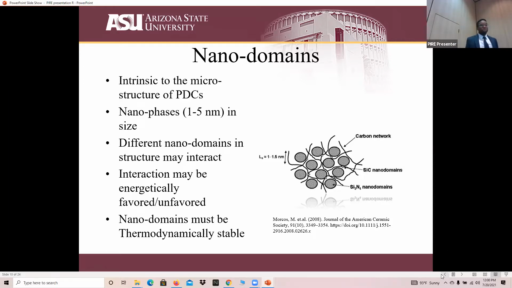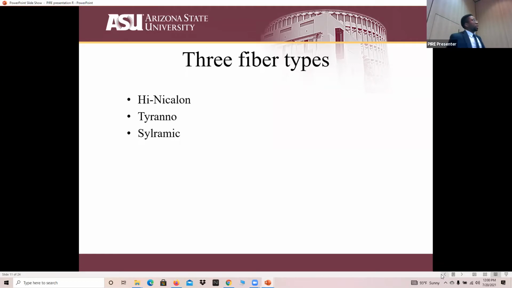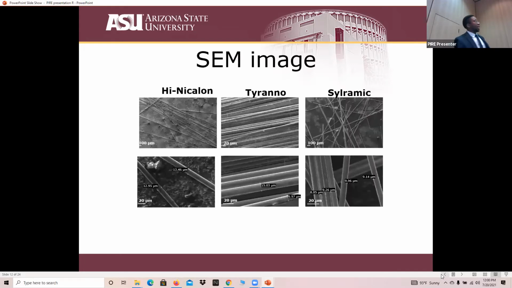Another interesting aspect to take into account is that in order for the different nanodomains to exist within the matrix, they must first be thermodynamically stable by themselves. So here are the 3 different industrial fiber types that we studied, namely Hi-Nicalon, Tyranno, and ceramic. Here's the SEM image for the 3 fiber types, and we can see that we got quite a bit of variation in the diameter of the different crystalline fibers in the Hi-Nicalon, Tyranno, and ceramic family of fibers.